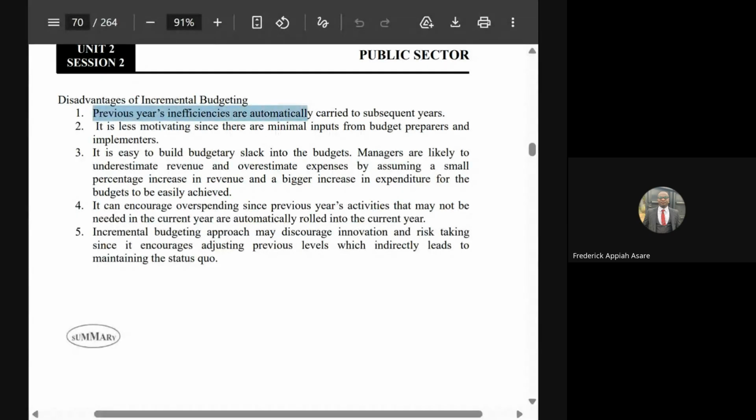These are some of the disadvantages. Previous years' inefficiencies are automatically carried to subsequent years. It is less motivating since there are minimal inputs from budget preparers and implementers.